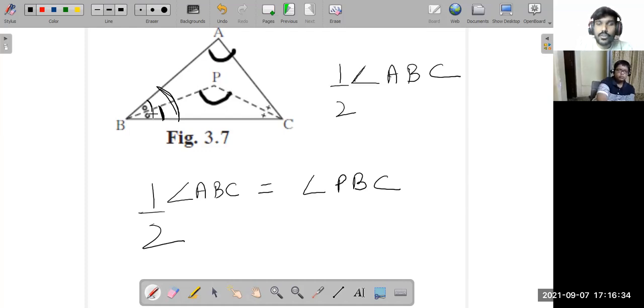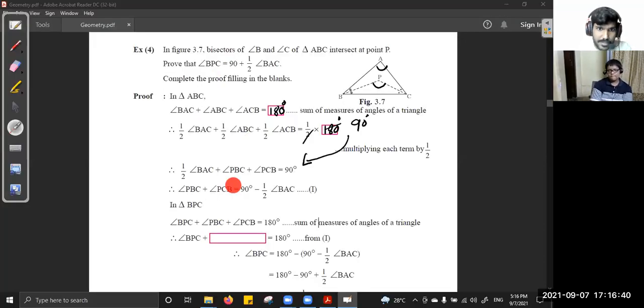Yes, sir. So in this example, they have just replaced half of ABC with PBC. Same thing on the other side, half of ACB is PCB, just a replacement. Got it? Now, this half ABC is taken to the other side. So you have 90 degrees minus half of BAC. So PBC plus PCB is equal to 90 minus half of BAC. Got it?